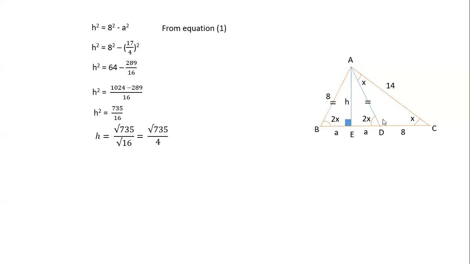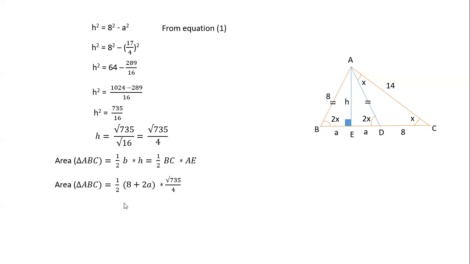So now let's try to find the area of the triangle. Area of a triangle is half base into height. What is the base here? Base is BC and height is AE. So area is half into BC into AE. BC is 8 plus A plus A, which means 8 plus 2A, into height H, which we calculated as root 735 by 4.